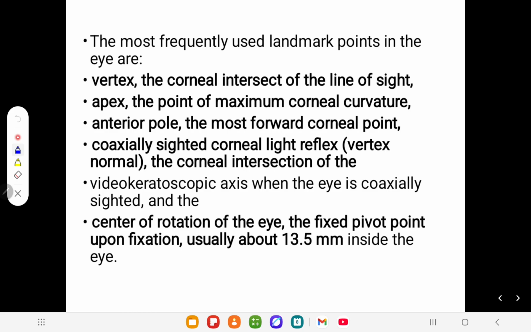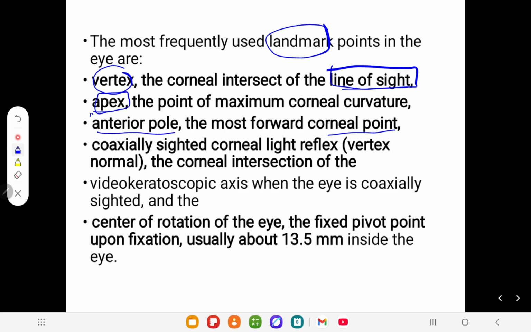First of all, let me talk about some landmarks and points, which are very important. Sometimes we talk about the vertex. Vertex means the corneal point where the line of sight intersects the cornea. Whenever we say apex, what do we mean? The point of maximum corneal curvature is the apex. Anterior pole: what do we mean by anterior pole? The most forward corneal point is the anterior pole.